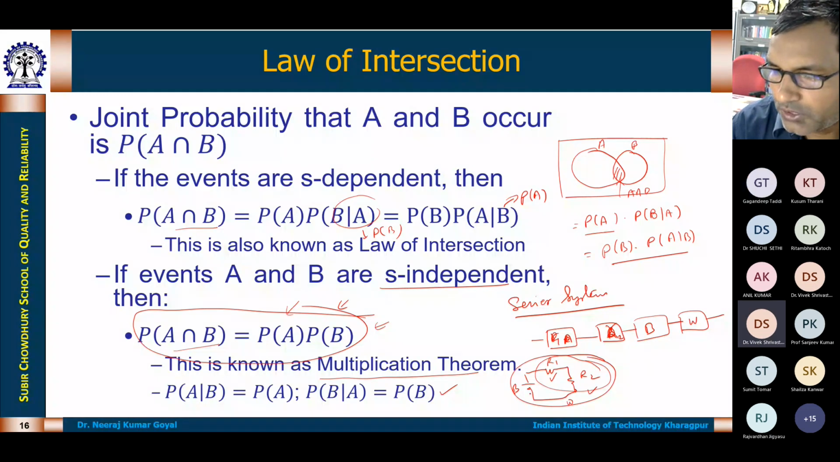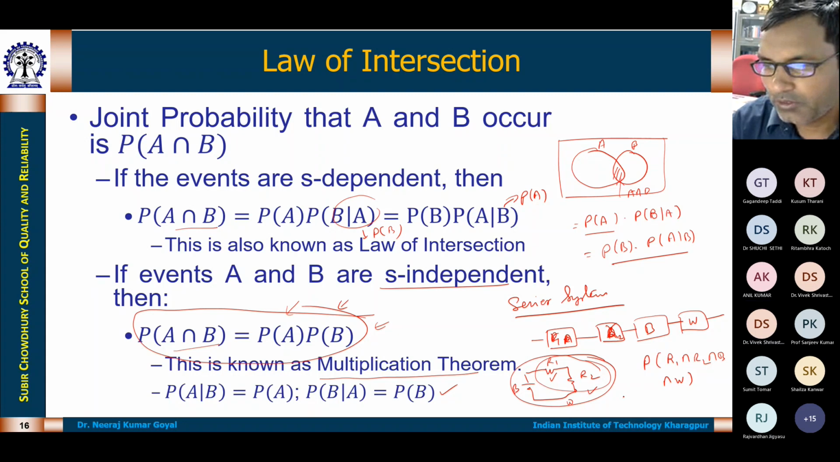So for this system to work, resistor R1 has to work, resistor R2 has to work, the battery has to work, and the wires have to work. If any one of them fails, the system will fail. So my system reliability will be the series of all of these, because all need to work. Then it is a series system. So for a series system, it will be the intersection. That is the probability that R1 is working, R2 is working, the battery is working, and the wire is working.